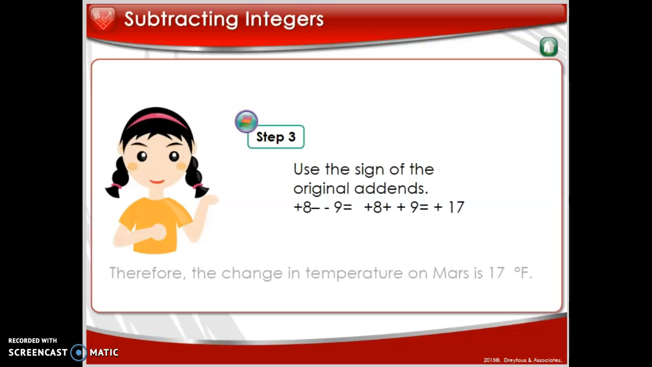Step number 3, use the sign of the original elements. Make an addition and it's positive because all of them are positives. So the change in temperature of Mars is 17 Fahrenheit degrees.